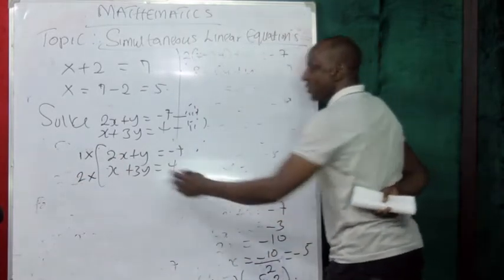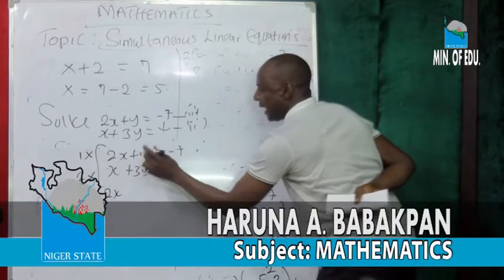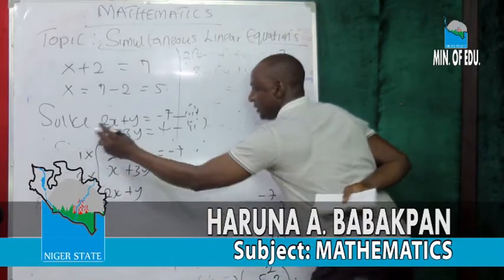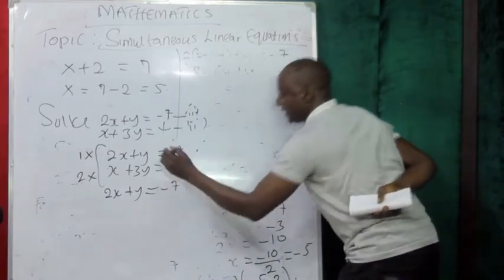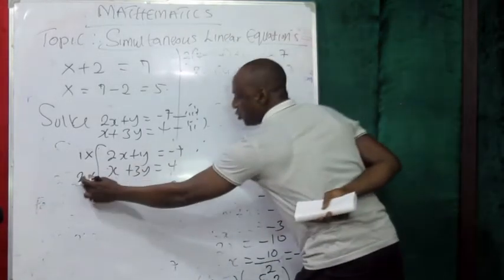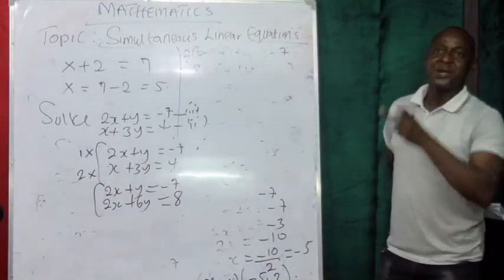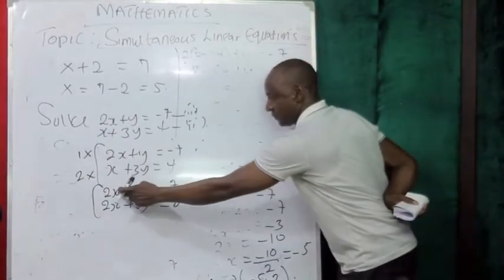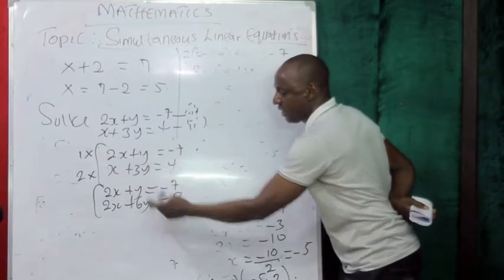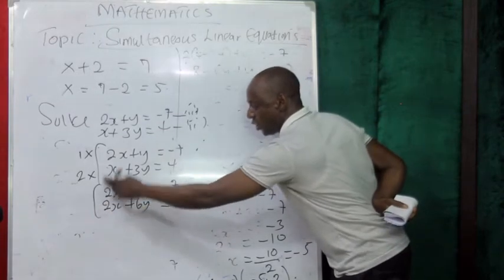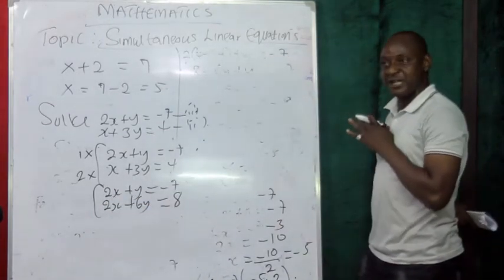If you do that, you multiply 1 by 2x, you have 2x. You multiply 1 by y, you still have y. Multiply y by negative 7, it will still give you negative 7. From this point, the coefficient of one of the variables is equal, which is x. The coefficient of x in equation 1 is 2, and the coefficient of x in equation 2 is also 2. So you can see that one of the coefficients is already equal.